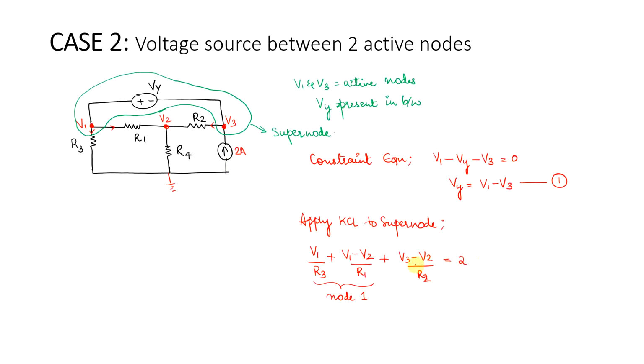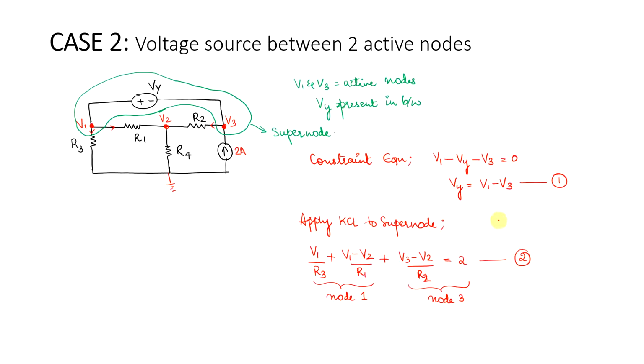So always remember, the equation has to be written in such a way that the sum of currents leaving the node should be equal to the sum of currents entering the node. So this 2 amps is entering the node V3, so it has been written on the right hand side. So this corresponds to your node 3, and this becomes your second linear equation.